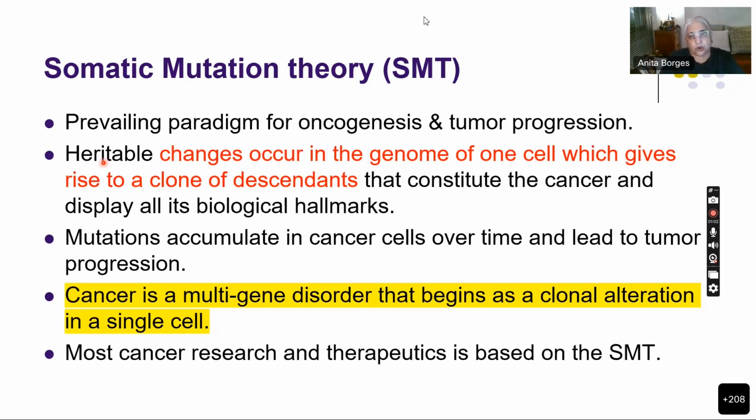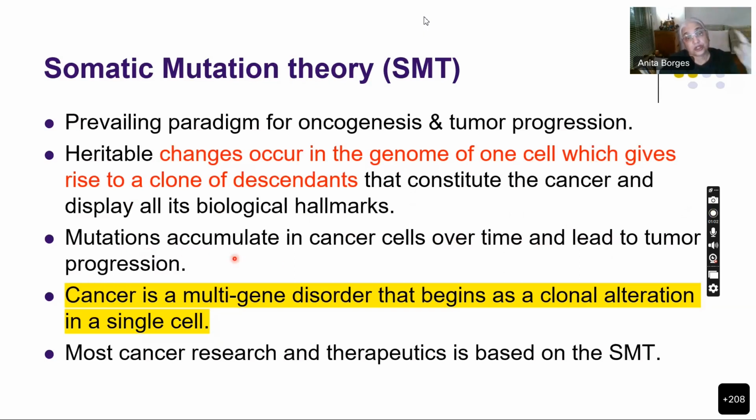And it's not my place to talk about epigenetics over here. Go and look up what is epigenetics. There are marks: there's methylation, there's histone deacetylation, whatever it is. So this prevents some genes from being expressed and allows other genes to be transcribed. So these are the heritable changes that occur in the genome of one cell, which gives rise to a clone of descendants, and that constitute the cancer and display all its biological hallmarks. That's what you and I and all of us are asked to believe.